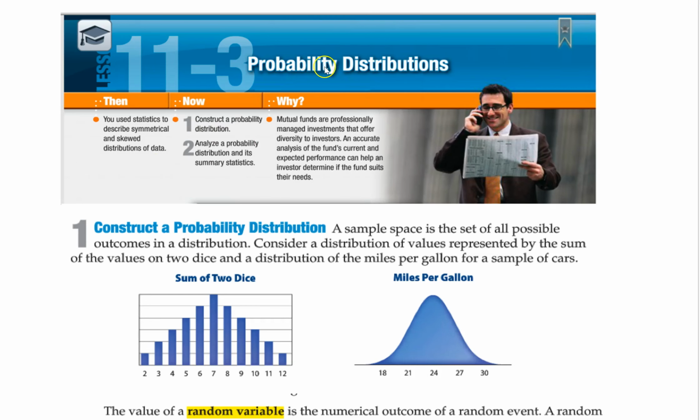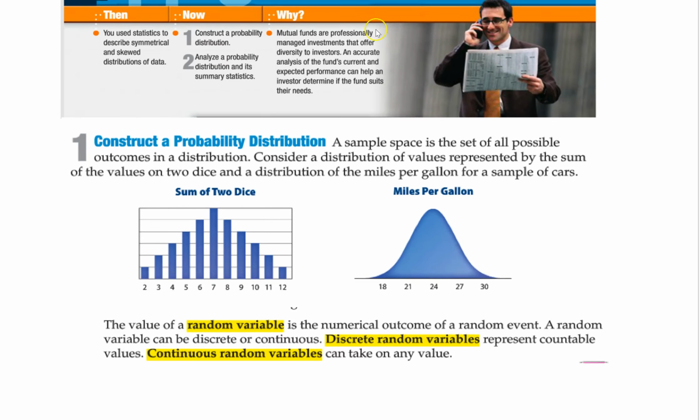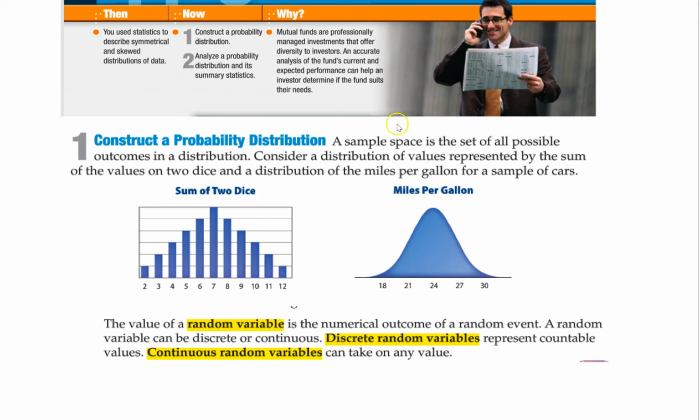11.3 Probability distributions. Probability distributions just show you all the possible outcomes of the thing you're talking about. So, to give two examples: if you roll 2 dice, what are the outcomes? Well, you can get any number between 2 and 12, with 7 being the most likely, and 2 and 12 being the least likely.